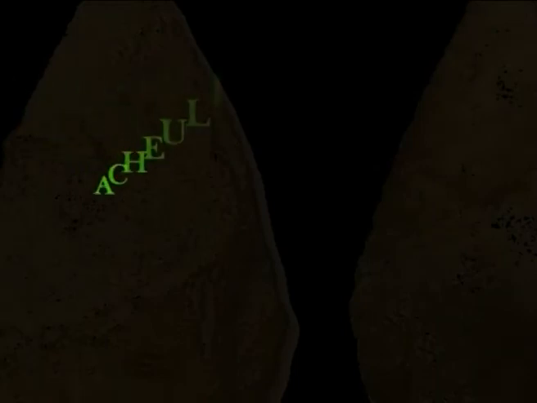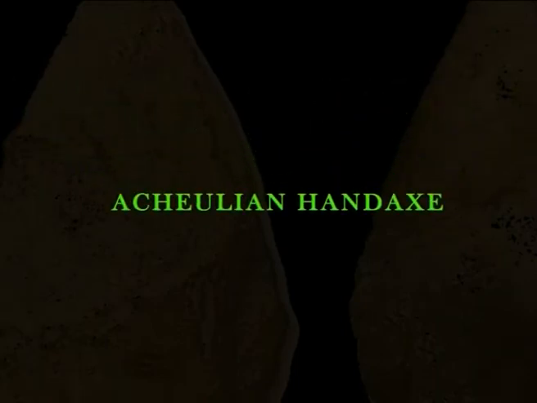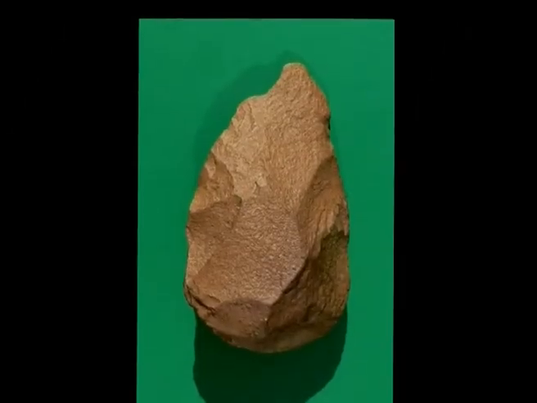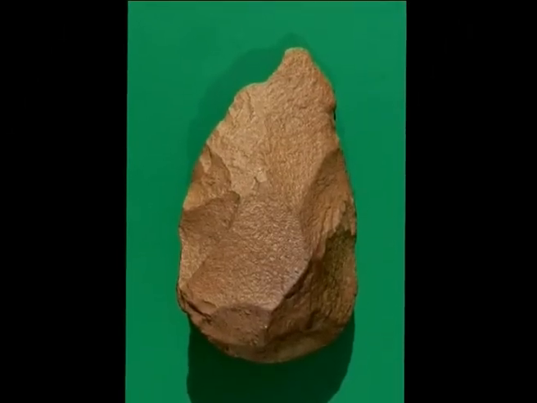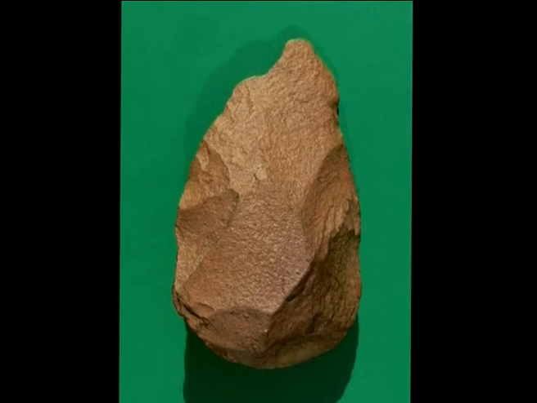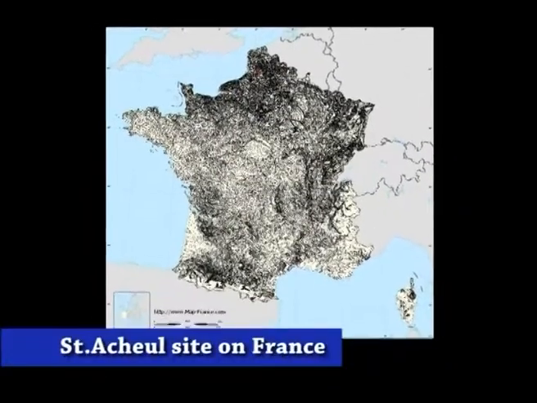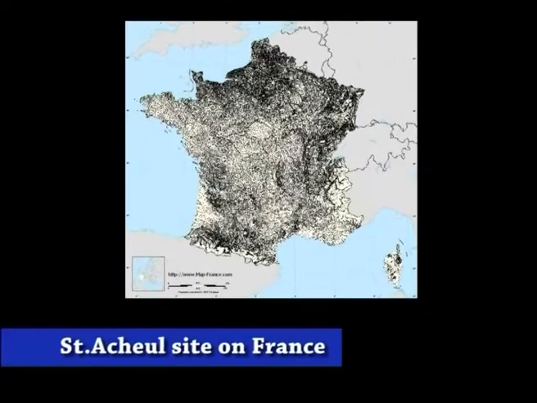Now come to the Acheulean hand axe style. This hand axe is a typical variety. This typological classification is made on the type of the tool of a particular industry. It comes from Saint-Acheul site in France.